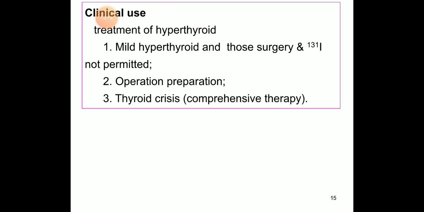Clinically, these thioamide drugs are used in cases of mild hyperthyroidism and in those with surgery, and where 131I, that means radioactive iodine, is not permitted, especially in pregnancy. Operational preparations: as I mentioned, you have to prepare with glucose, iodine and these types of drugs at least 14 days before thyroid surgery. Otherwise, the release of thyroid hormone may lead to thyroid storm and thyroid crisis. So in those cases, you have to select the thioamide group of drugs.